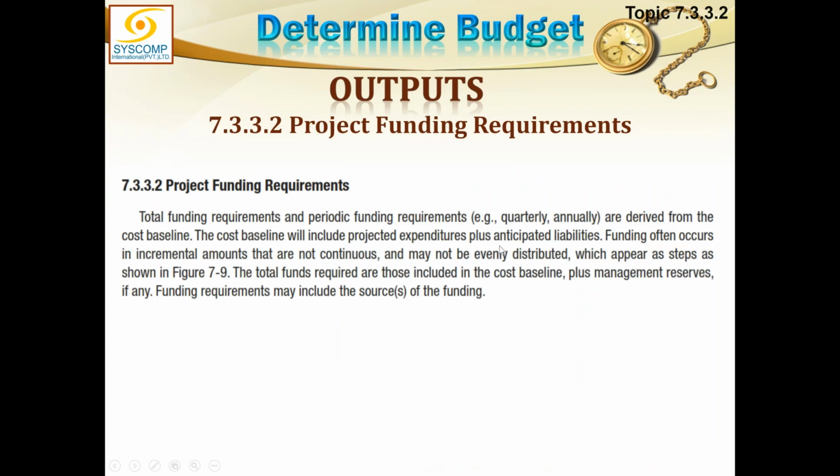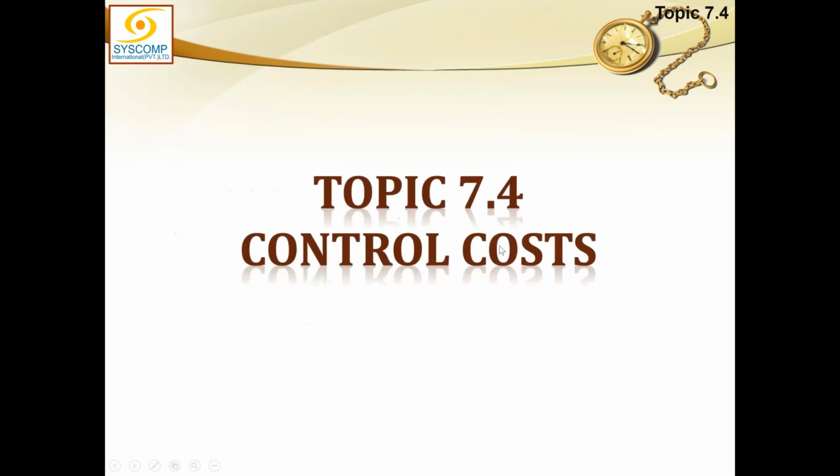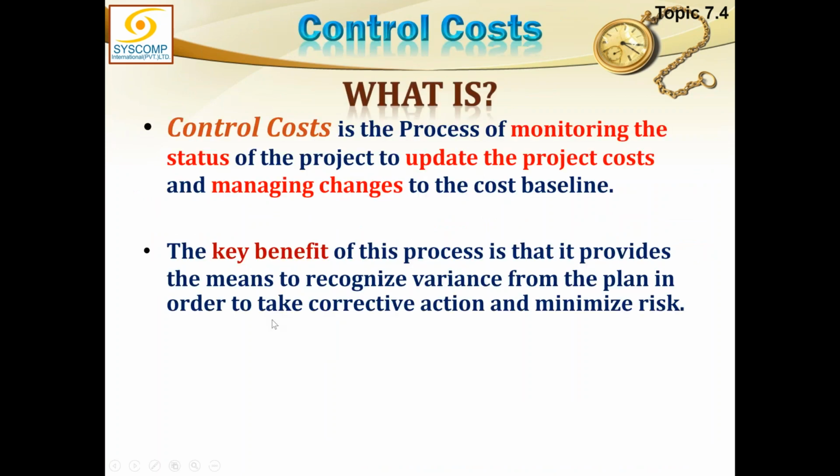So funding requirements I have talked about, project updates and all. Let us now talk about the control cost, which is the last process of costing. Control cost is the process of monitoring the status of the project to update the project cost and managing changes to the cost baseline. Actually, cost baseline is how we planned things should happen. How we plan how the money will be spent, how the work will be done.